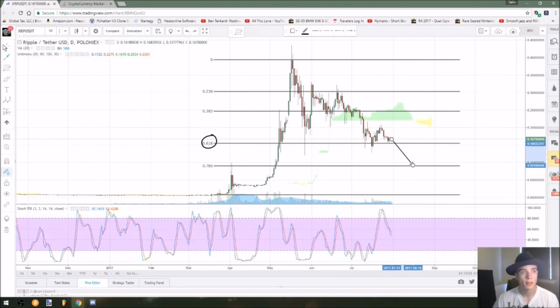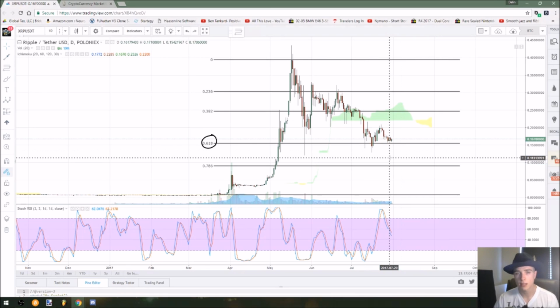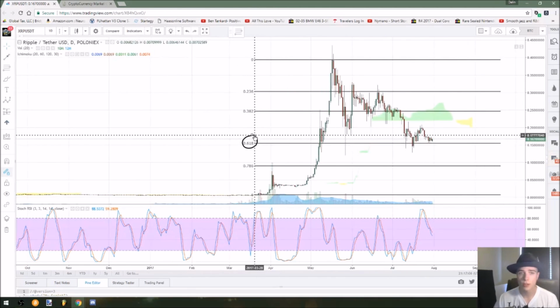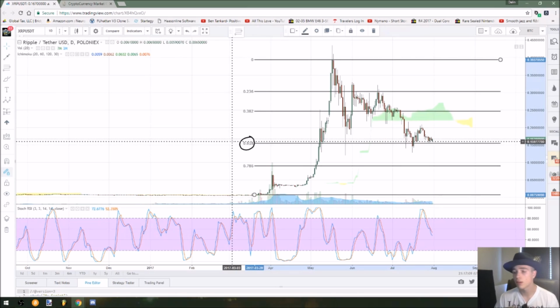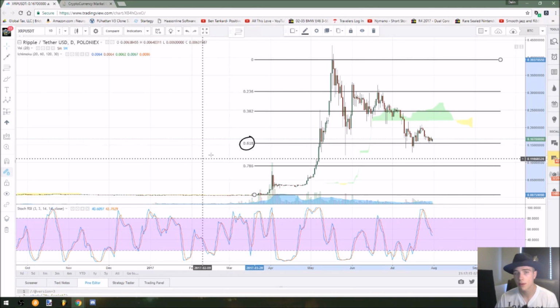cents per XRP. So what I would do if you guys are holding XRP, it really depends on your trading plan. I want you guys to make your own trading plan so that you have a spot to sell if you're right and if you're wrong, so that you never get stuck holding something based on whether it's going to go up or not.